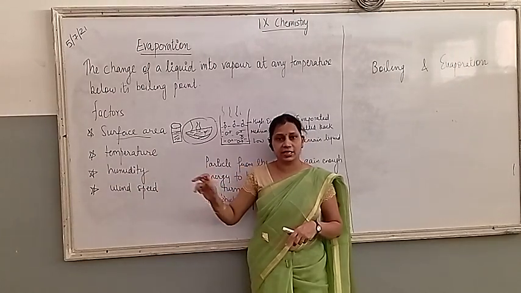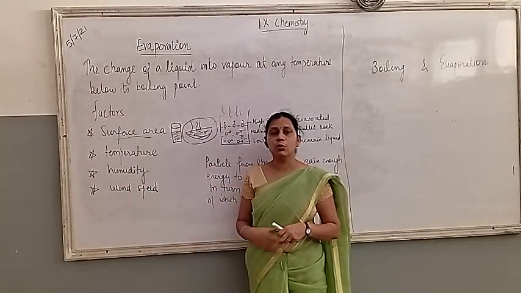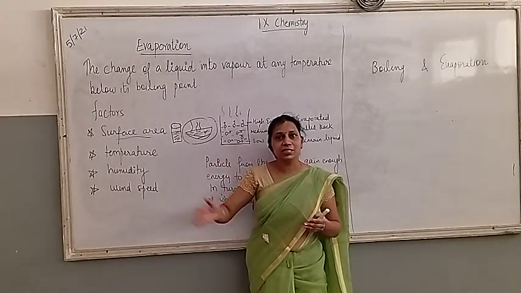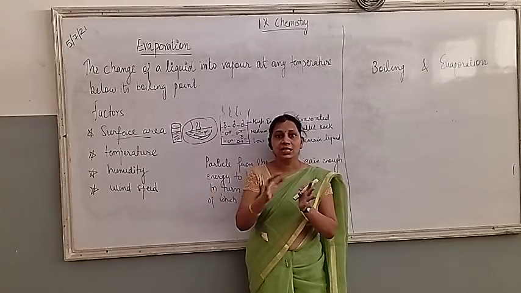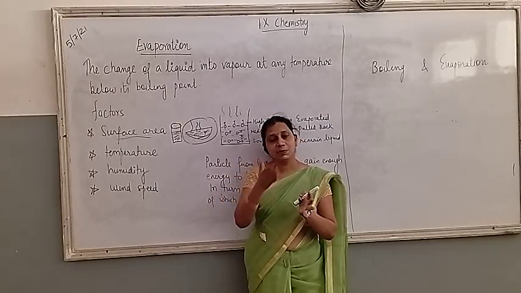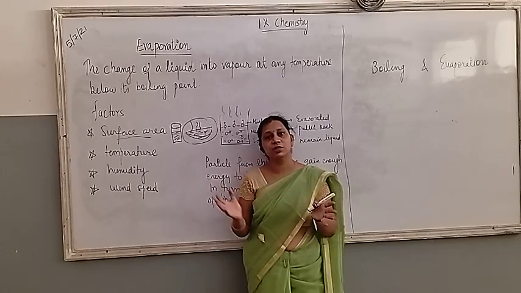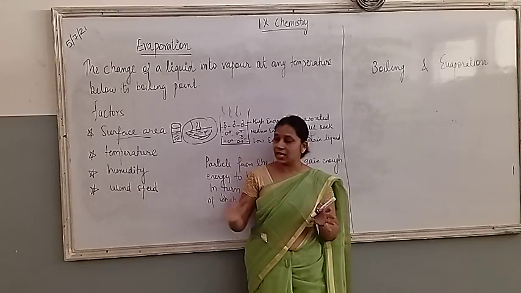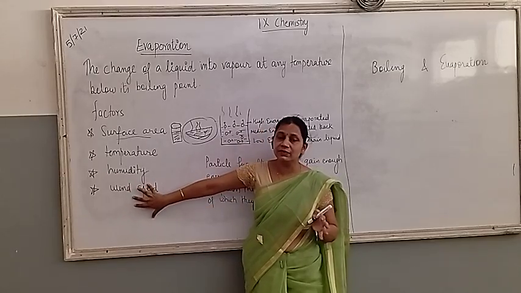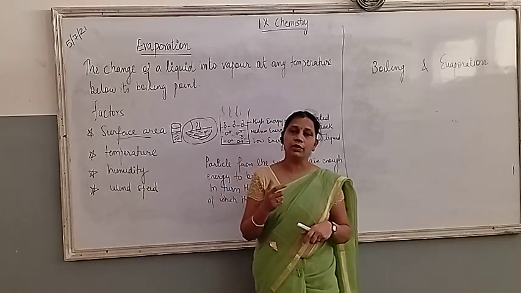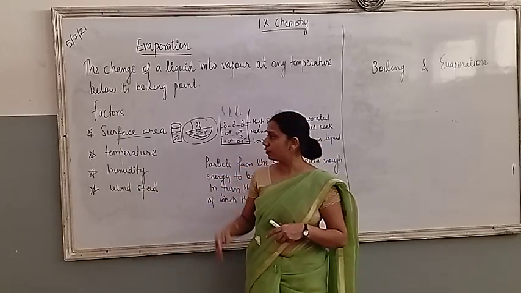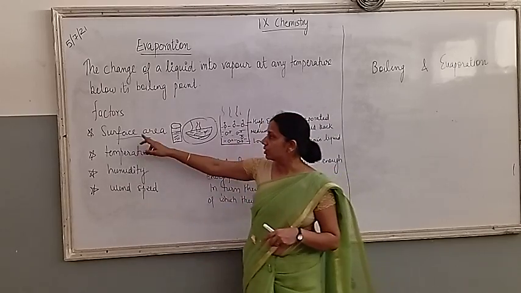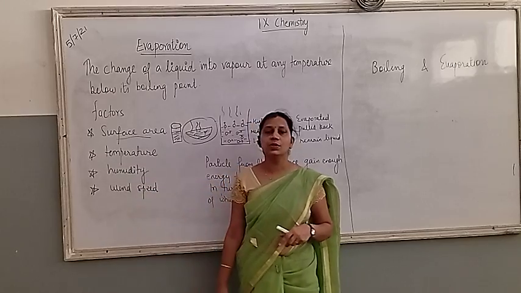And the next point is wind speed. With an increase in wind speed, it will take particles faster away from that area, and as particles are moving, the rate of evaporation will also increase. They will get more fresh area to evaporate. When you increase wind speed, particle movement will increase, and it will also increase the rate of evaporation. So mainly there are four factors that affect evaporation: surface area, temperature, humidity, and wind speed.